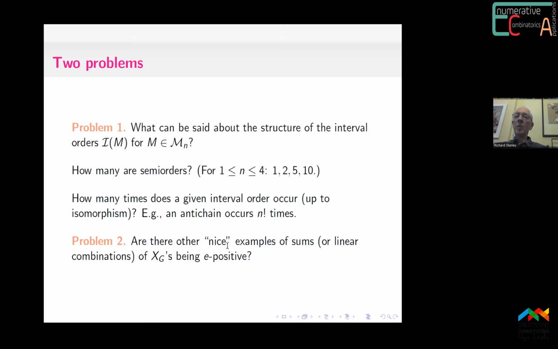And the second problem is, are there some other nice examples of sums, or maybe even more generally, linear combinations of chromatic symmetric functions being e-positive? Of course, Hikita's theorem gives a nice result for a single chromatic symmetric function, and the previous theorem gives a certain sum that's e-positive, but whose terms are not. So can that be generalized?